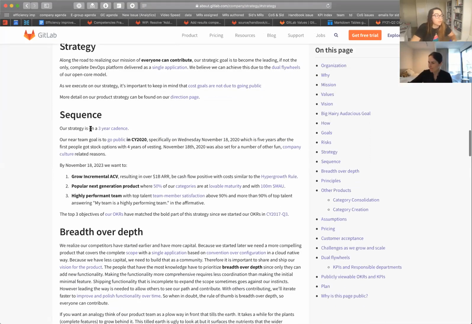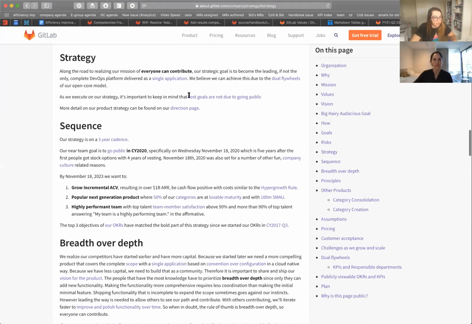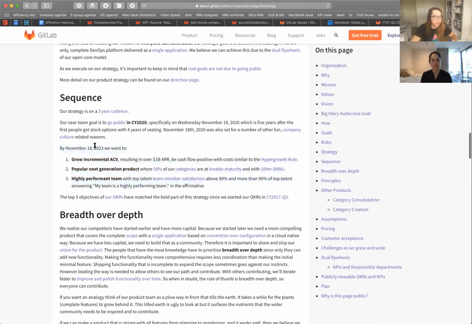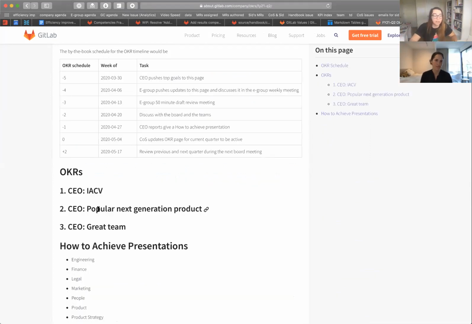Here we go. So our strategy is on a 3-year cadence, which would take you to that cadence page where we have the year at a glance. And they come down to these 3 things. We want to grow IACV so that by 2023, we're at $1 billion ARR. We want to be a popular next gen product and a highly performant team. So when Sid sets his objectives for the OKRs every quarter, those 3 are the same. Great. Okay. That's cool. What changes is the key results.